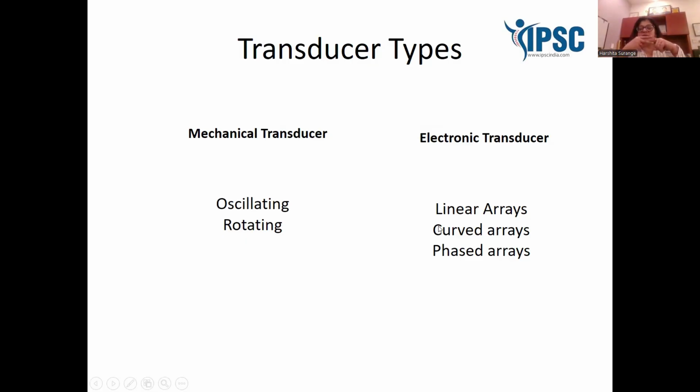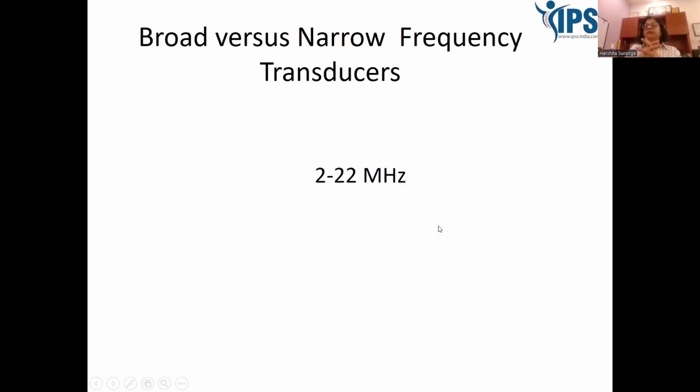Now these two layers of electrodes can be arranged in linear fashion or curvilinear fashion, or they can be in a phased array pattern. Then, as we said, we have got high frequency probes and low frequency probes, but there are certain probes which are of broad range.